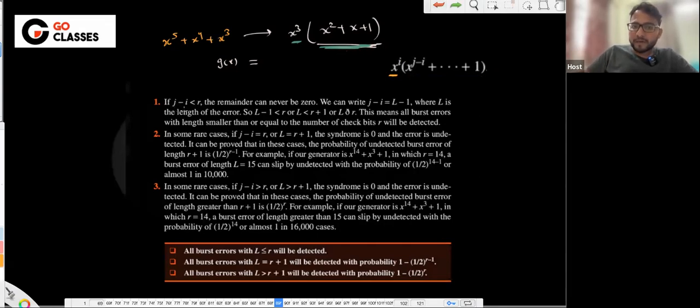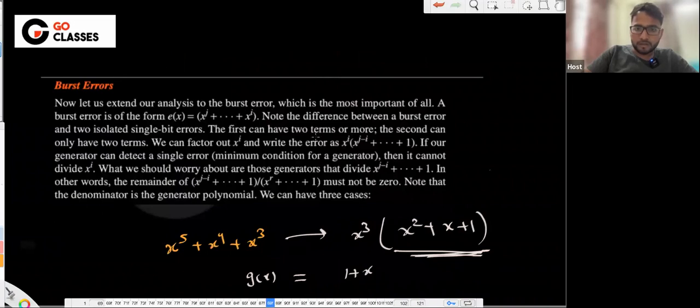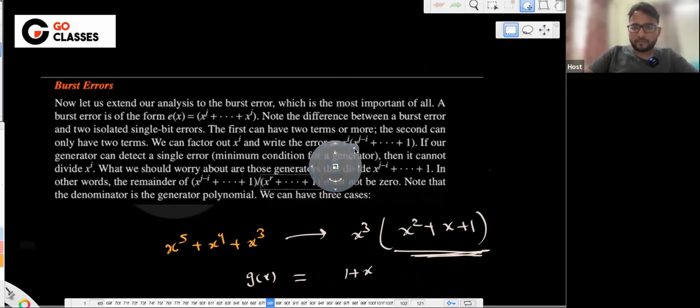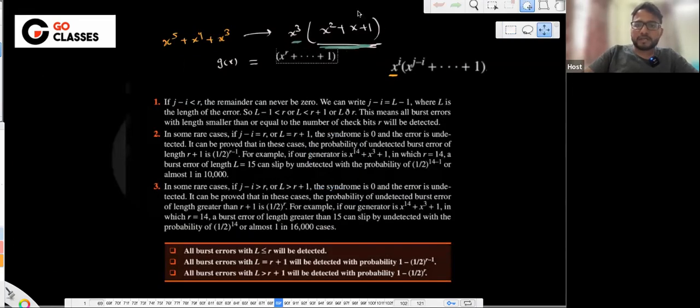So they are saying if j minus i is less than r. What is r here? The remainder can never be 0. The generator they are talking about. So this is the generator they are taking. They are also taking the contiguous bits in the generator. They are saying, okay, let me take this as a generator, which obviously does not divide this x power q, right? Why am I able to say this?